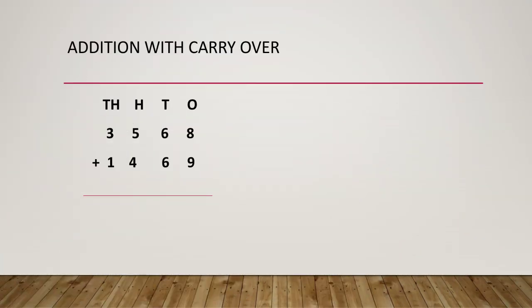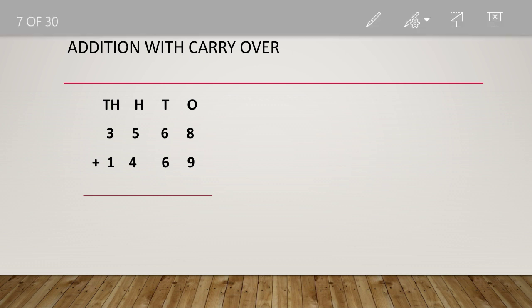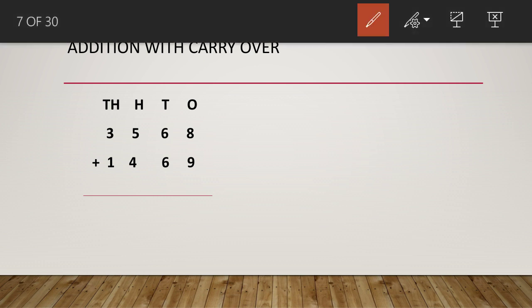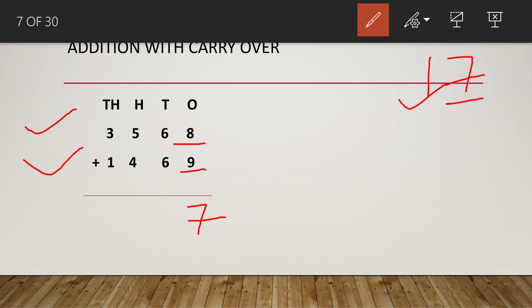Now we will study addition with carryover. For this again we have two numbers. The first one is 3568 and another is 1469. So let's start adding the numbers which are at the ones place. The numbers are 8 and 9, and the sum of 8 and 9 is 17. So we will write 7 at the ones place and we will carry this 1 to the tens place as carryover.